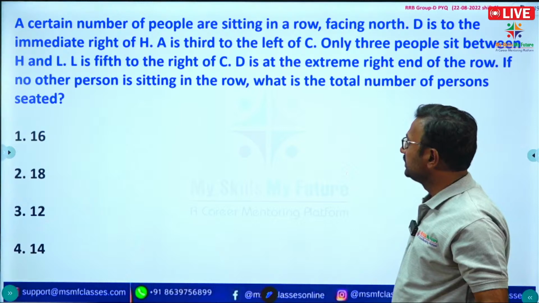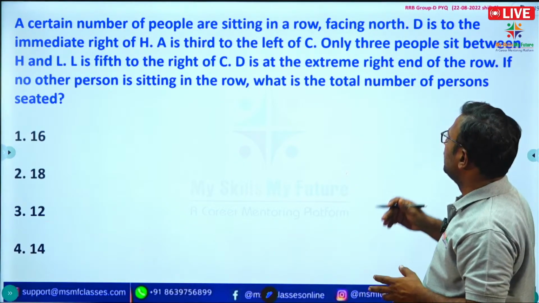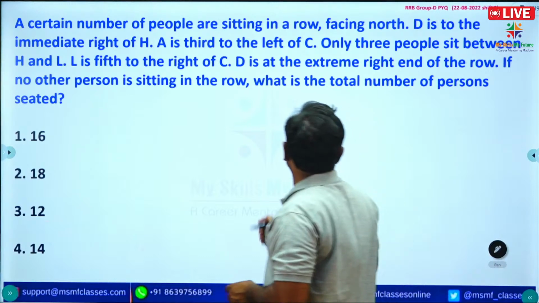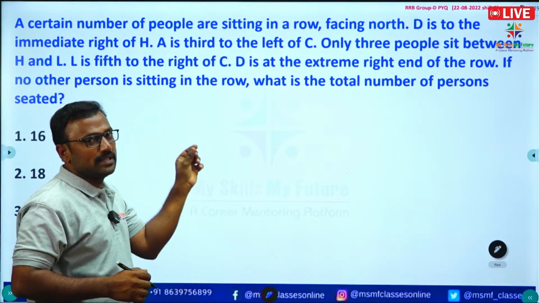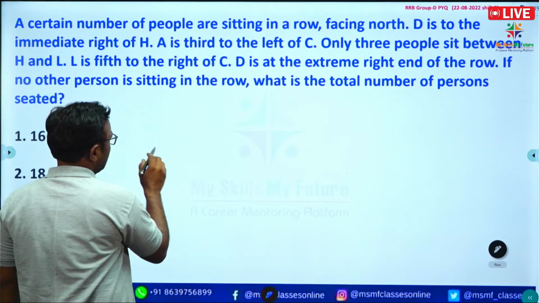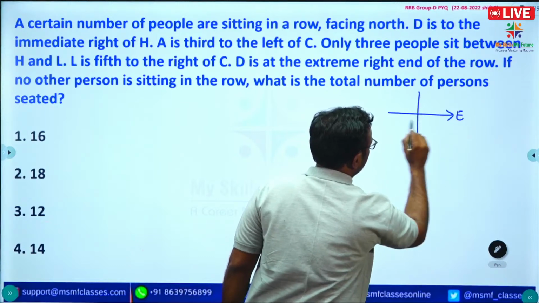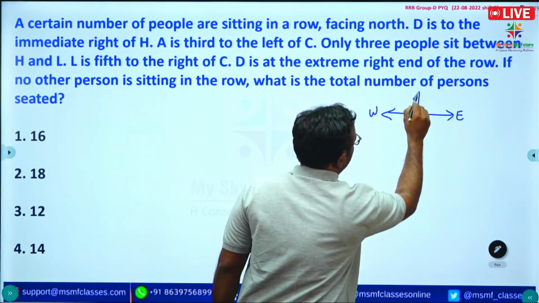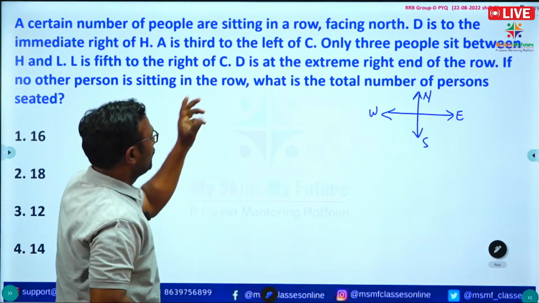See the question here. A certain number of people are sitting in a row facing north. So east, west, north, south. Okay, so facing north.